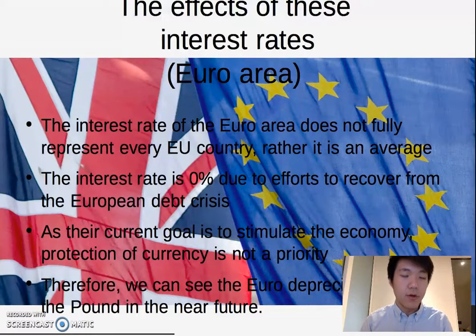Other than that, the euro area interest rates are not really a determining factor in regards to the value of the euro. This is because of the recent eurozone crisis, where multiple members of the EU defaulted on their debts, making economic activity stagnant and weak. Thus, the main goal of the EU is to stimulate this economic activity, thereby lowering the interest rates to boost the local economy. Therefore, we can see the euro depreciate against the pound in the near future.